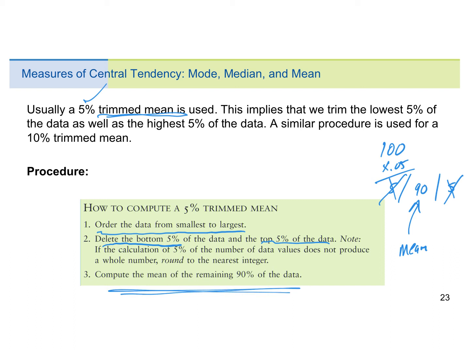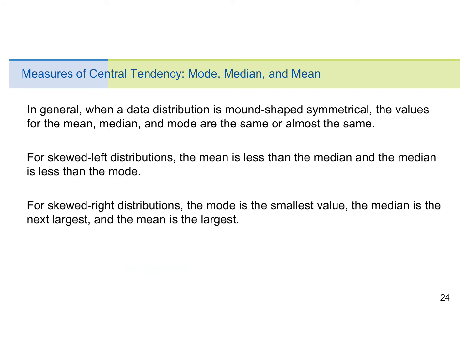So if I ask for a 10% trimmed mean, you take 10% off of the left, that's the smallest data pieces, 10% off of the right, which is the larger data pieces, and compute the mean of the middle 80% of data pieces. I'm going to read over these and I'll show you some nice pictures.